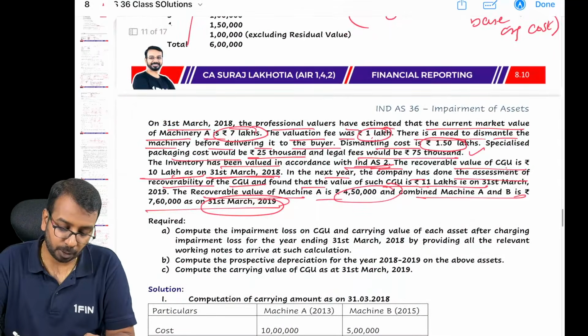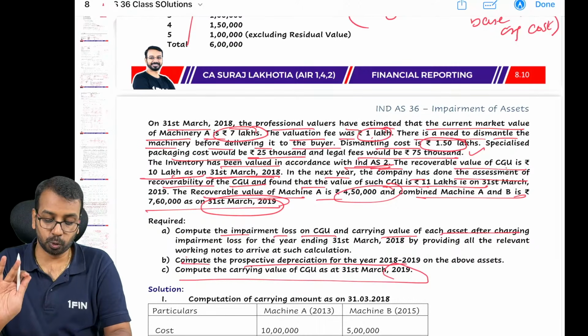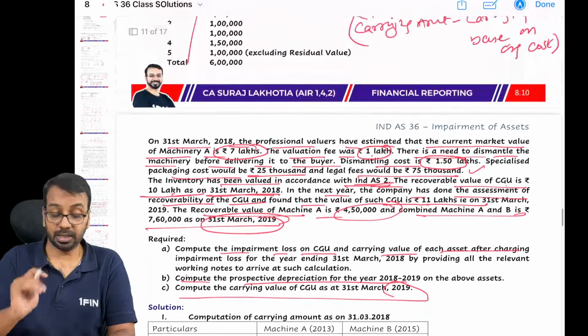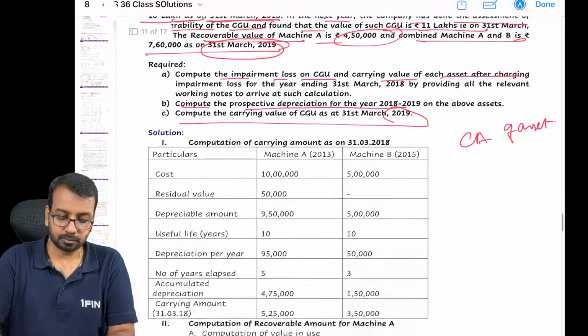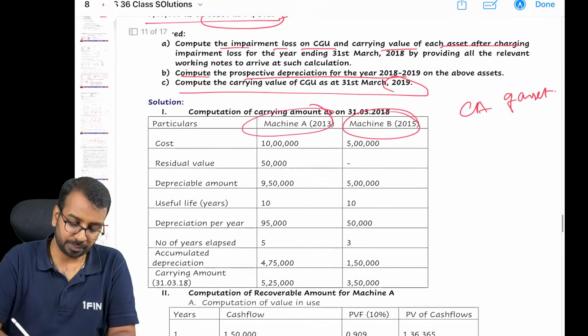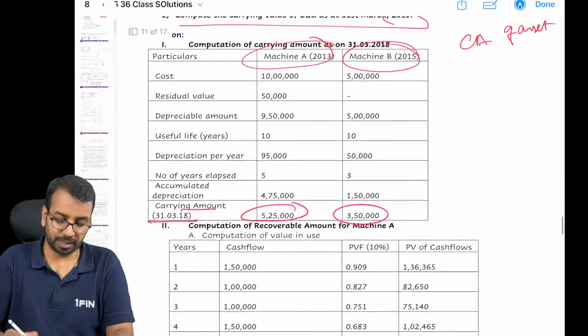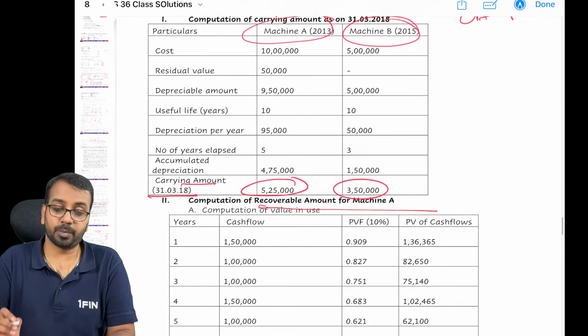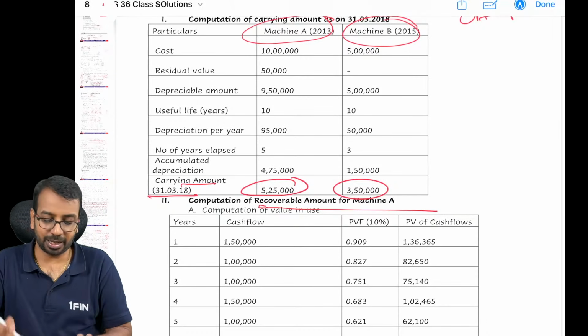So first, compute the impairment on CGU and carrying value of each asset. Compute the prospective depreciation. Compute the carrying value on 31st March of 19. So 2 dates are there. First, in this type of question, first thing is carrying amount of asset. Machine A separately, machine B separately. What is the carrying amount on 31st March? 525, 350. Okay. Then, recoverable amount of machine A. For machine B, we don't have recoverable amount. We have recoverable amount for machine A.